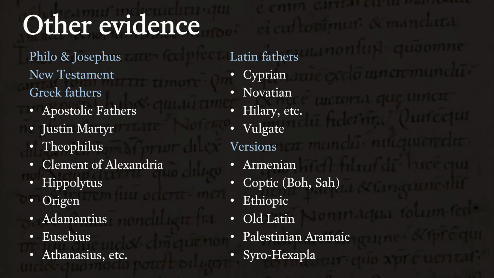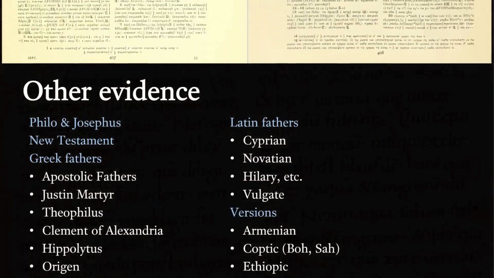Latin fathers, similar. You're going to look at Cyprian, Novatian, Hilary. They don't use as much of the Latin tradition as you might see, for instance, on the New Testament side of the equation. Interestingly enough, they include the Vulgate, really sort of like a Jerome witness. They have a separate category for the Old Latin under the versions. They're going to look at the Armenian, the Coptic, the Ethiopic, the Old Latin, the Palestinian Aramaic, and the Syro-Hexapla. And so they typically will use slightly annoying Gothic letters for these, so just be aware of that. You'll have to look at the upfront list of abbreviations to even make sense of what the versions are, because they're going to look a little bit funny on the page.